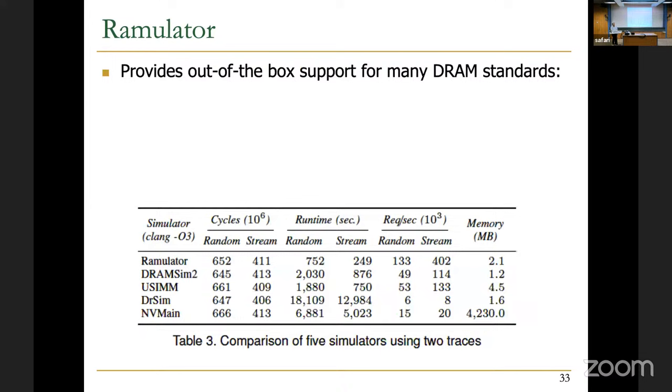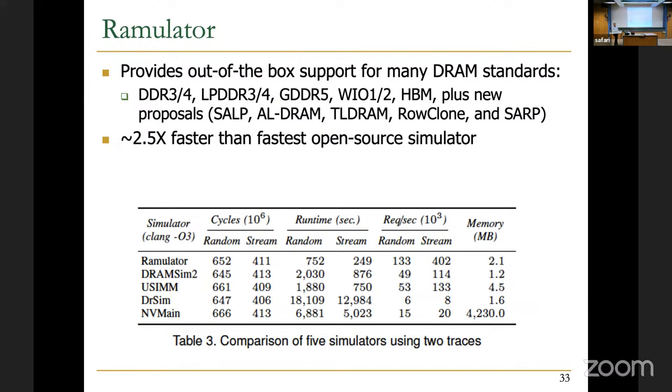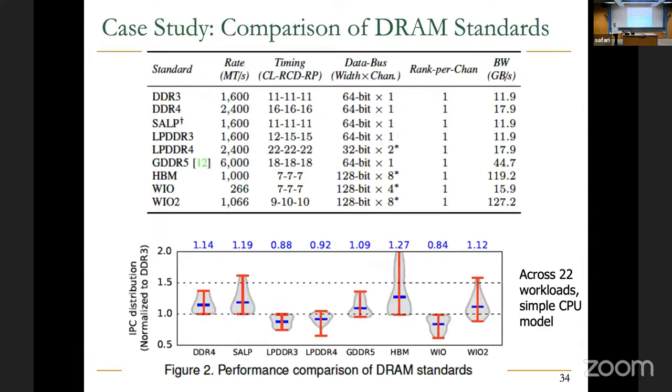Ramulator provides out-of-the-box support for many DRAM standards. For example, as you can see in this slide, DDR3, DDR4, LPDDR, GDDR, HBM, and it provides 2.5x speed compared to the fastest open-source simulator, and it is modular and extensible to different standards.